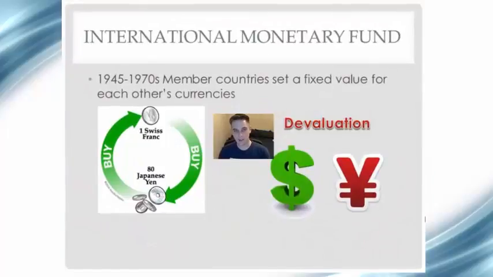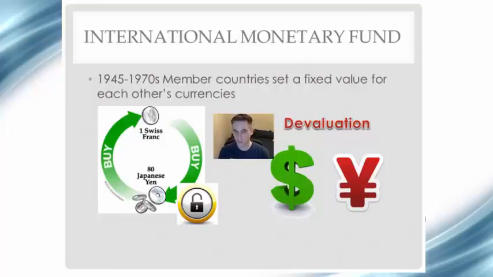The International Monetary Fund. They still exist today, but from 1945 to the 1970s, member countries, which was most major countries, including America, would come together and set a fixed value for each other's currencies. These are all the big countries, a lot of the European countries, Asian, North Americans, some of the South American, all the major countries. And they would lock down those prices. That's what a fixed value is, those prices of their currencies in comparison to each other.